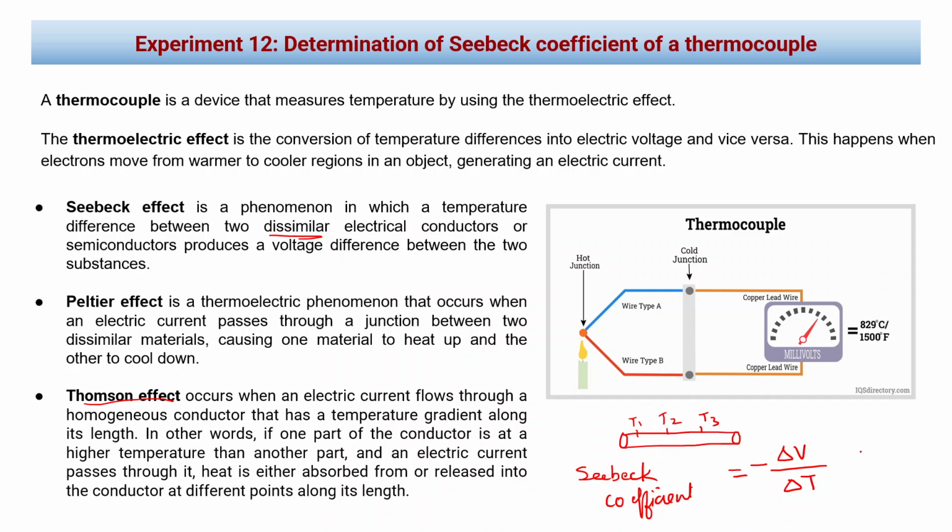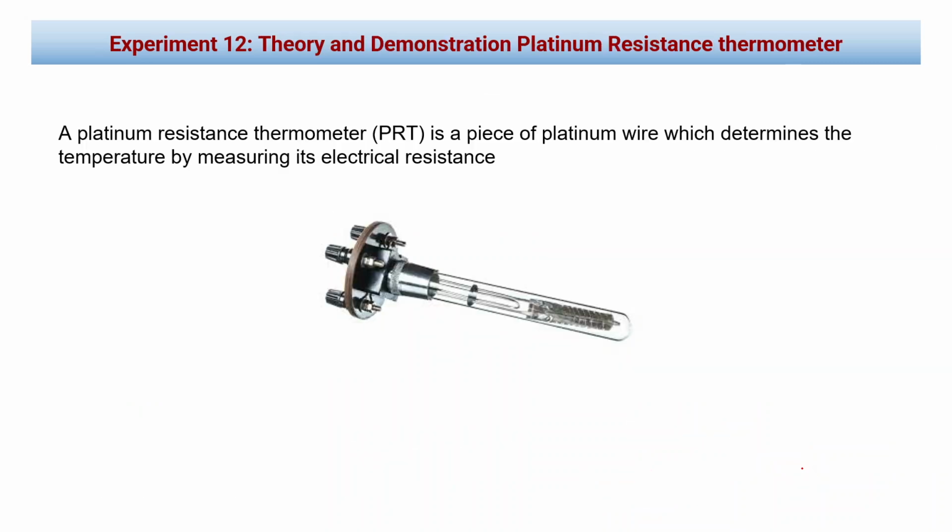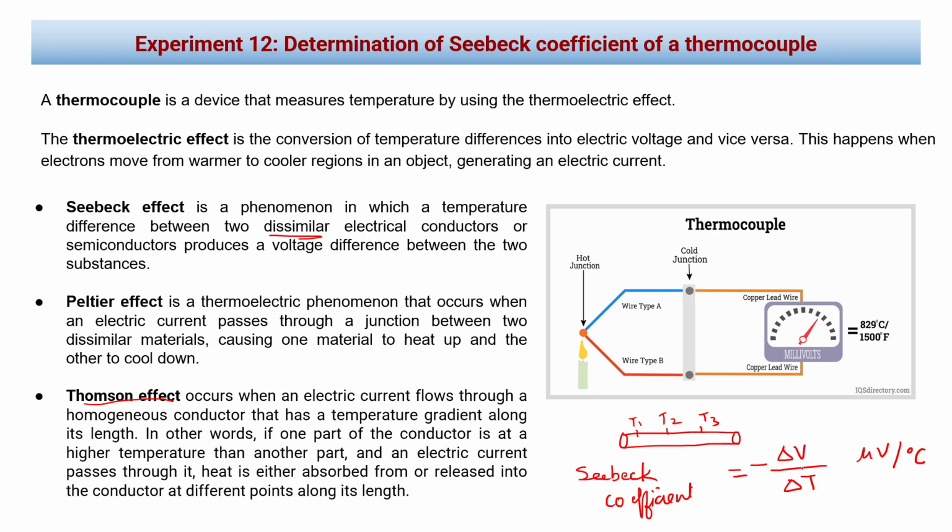The SI unit of the Seebeck coefficient will be microvolt per degree centigrade, since the voltage difference is very small. Usually for 1 degree centigrade temperature difference, the voltage change is in microvolts. So this is the Seebeck coefficient formula. How will we perform this experiment? Let me take one slide.